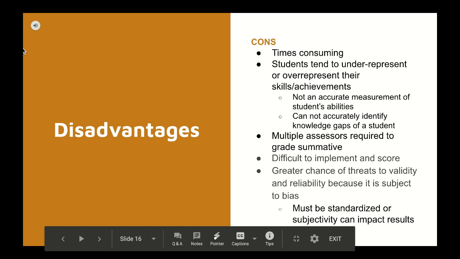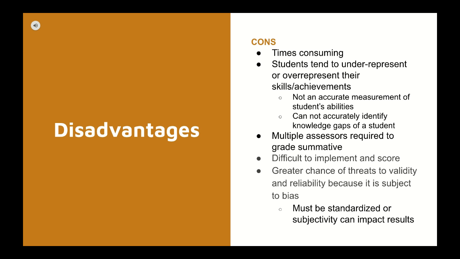Self-assessment has many great aspects for professional workers. However, it does hold its own disadvantages. From the aspect of a student, certain forms of self-reflections can be time-consuming on top of their other work. When not provided with a mentor, students can find themselves under or over-representing their skills, which can result in an inaccurate measurement of the student's abilities. Because of this, self-assessment is not an accurate tool to identify knowledge gaps of a student.